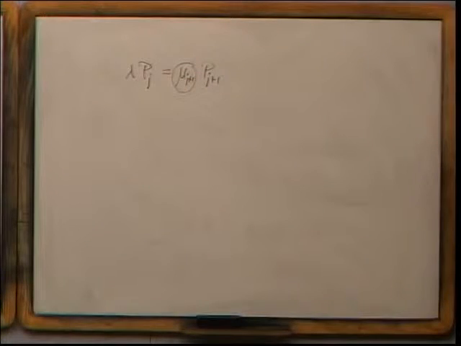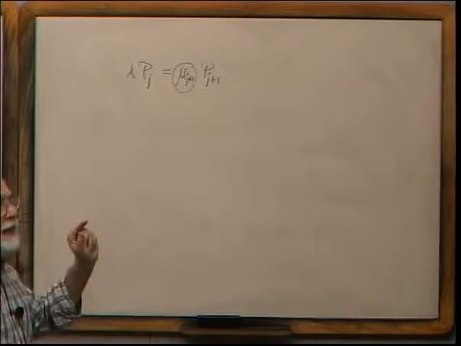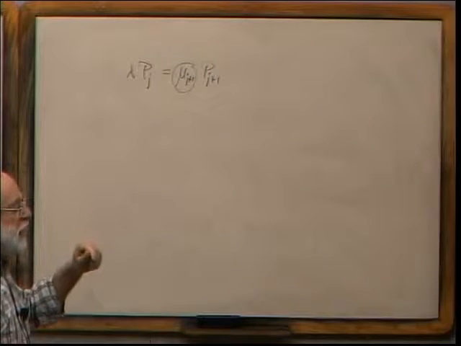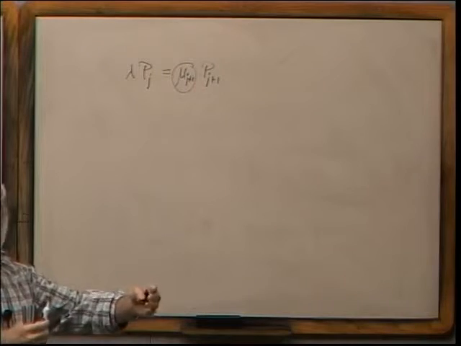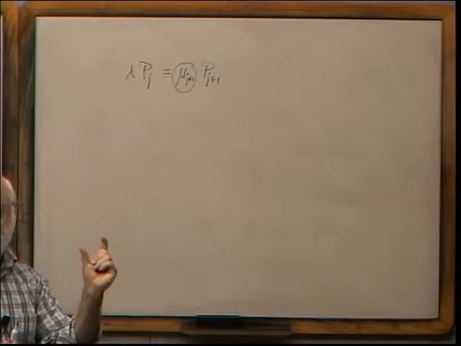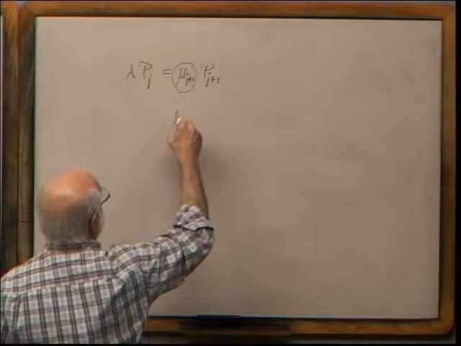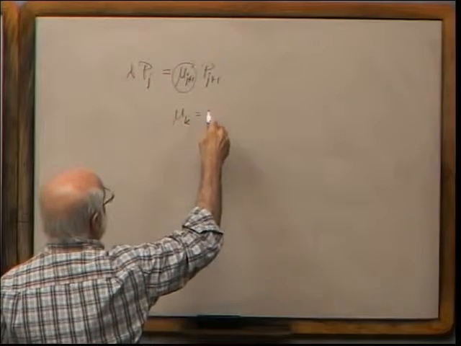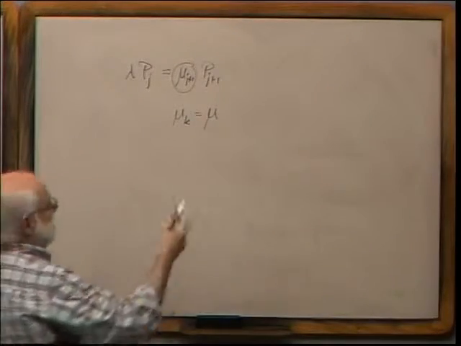But if you recognize that when I have one server, the aggregate service completion rate is always equal to 1 over tau, because no matter how long the queue is, there's still only one customer being served. So mu sub k is equal to mu, which we could take as being 1 over tau.